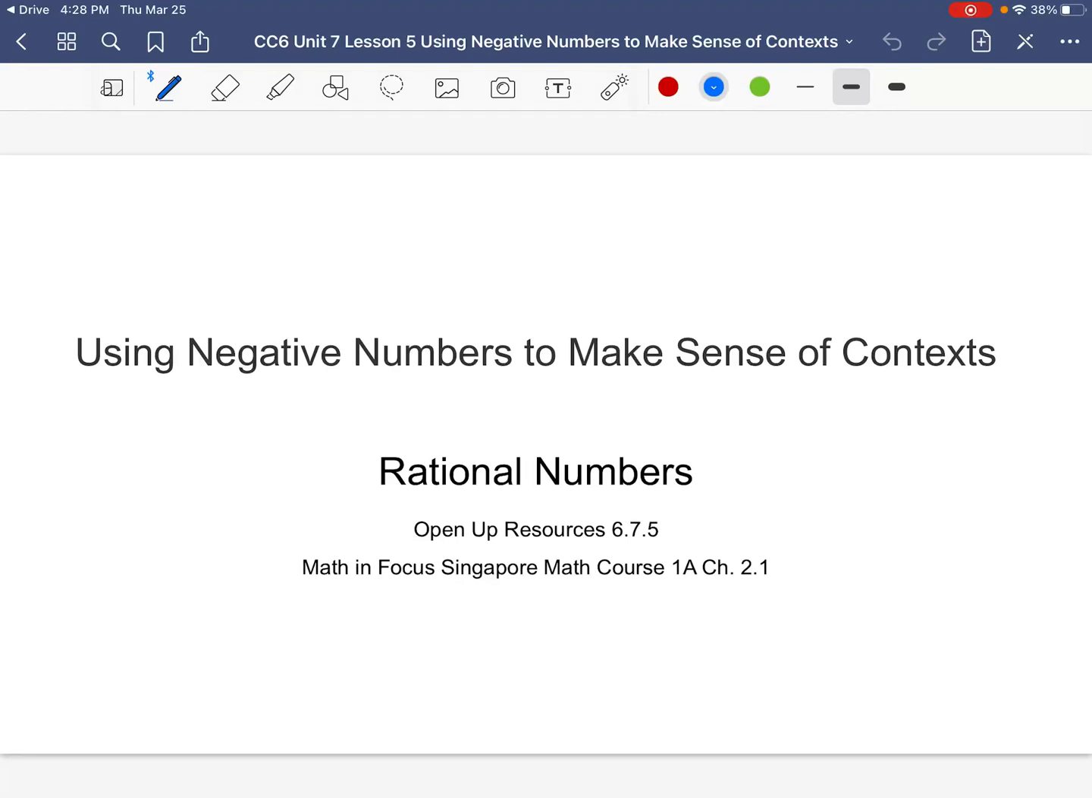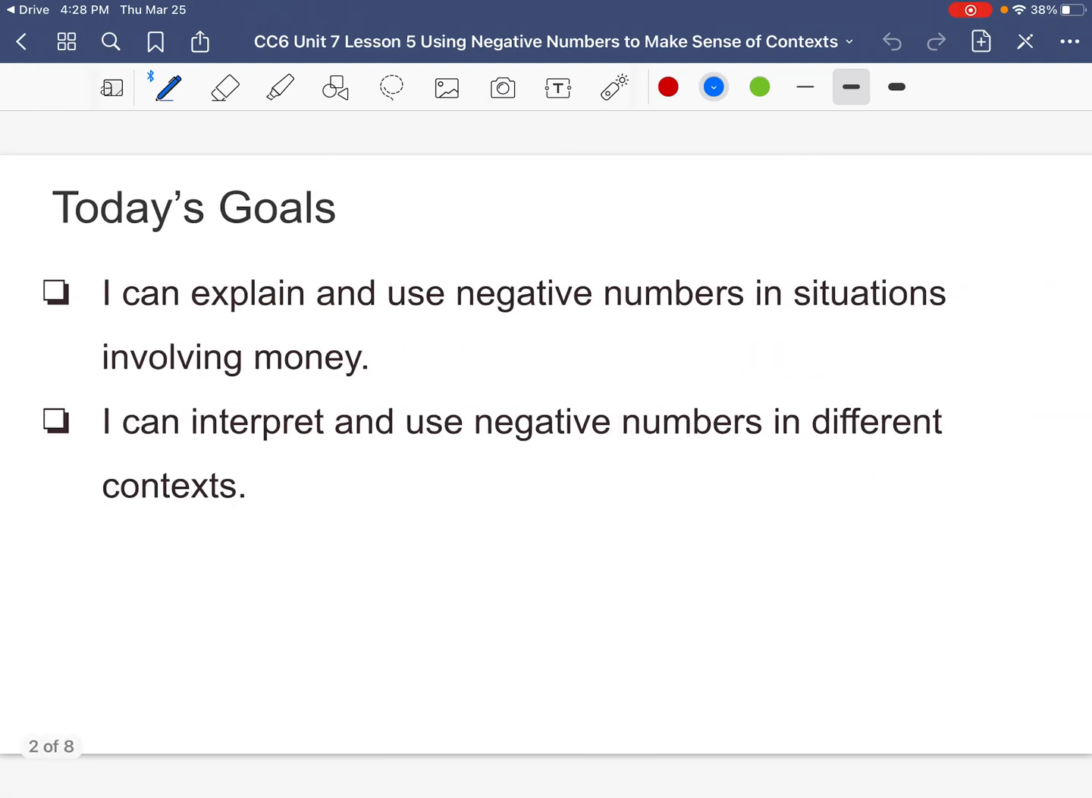Welcome to today's lesson, which is about using negative numbers to make sense of contexts. The goals of today's lesson are that you can explain and use negative numbers in situations involving money, and that you can interpret and use negative numbers in different contexts, meaning in different situations.